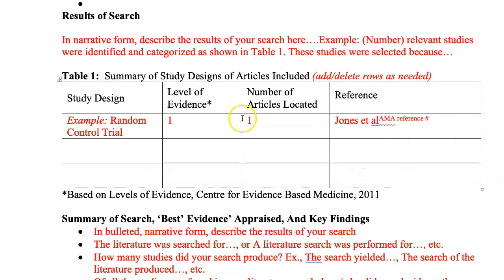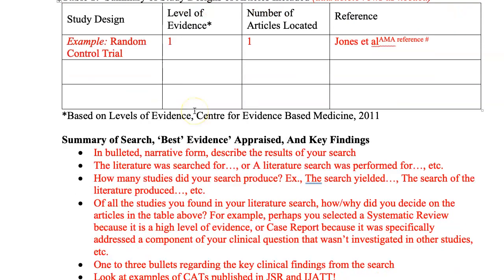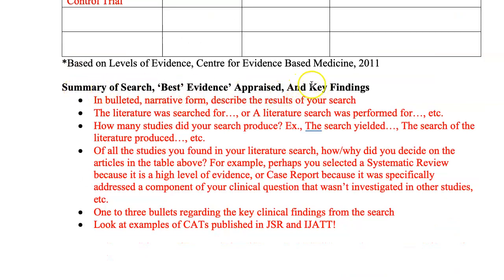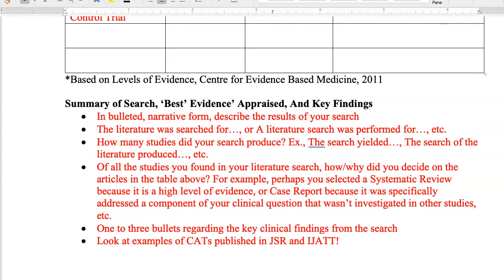The only thing that should be new is that by now you should know your level of evidence for each one of the articles that you have in this Table 1, because we did the level of evidence stuff, so you can include that now. But the new material is going to be the summary of search, best evidence, and appraised and key findings. So let me show you where this fits in the overall picture of what we're doing.